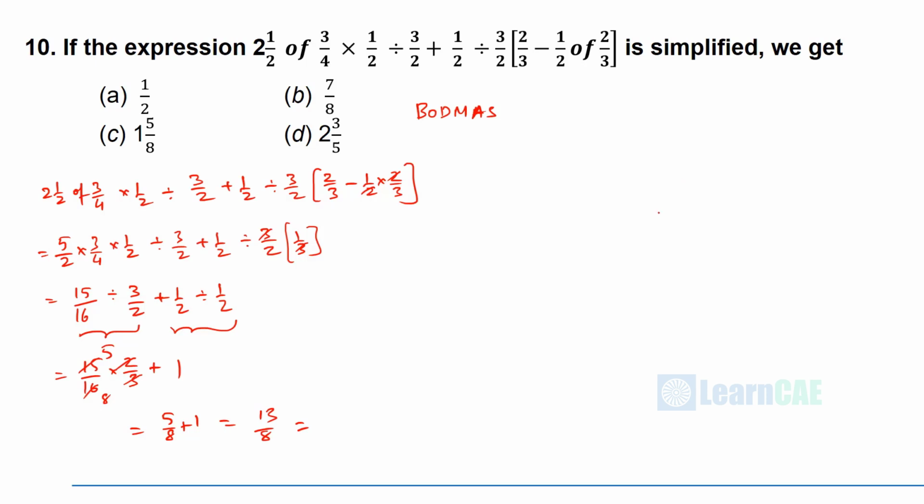13 by 8 can be written in mixed fraction. 1 8 is 8, balance is 5. So this is nothing but 1 5 by 8. The answer is option C, 1 5 by 8.